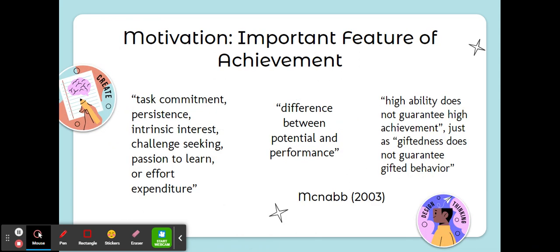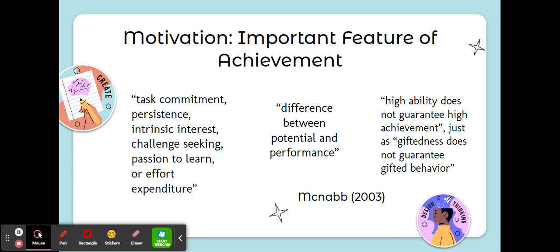Motivation is one of the most important features of achievement. McNaught describes the concept of motivation as task commitment, persistence, intrinsic interest, challenge seeking, passion to learn, or effort expenditure. McNaught also defines it as a difference between potential and performance, which can be especially large in gifted students.